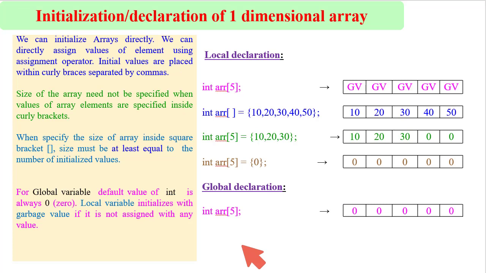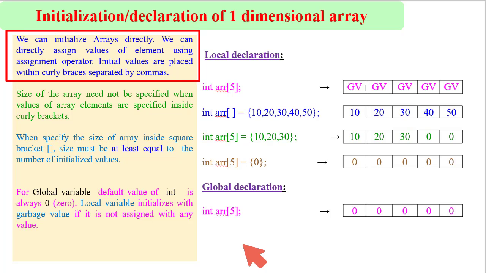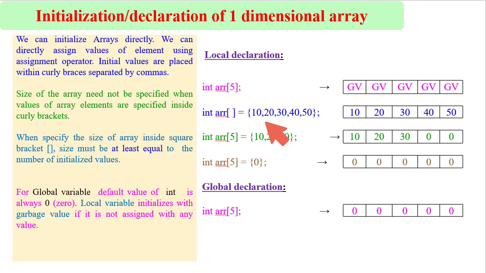What are the different ways an array can be initialized? We can initialize an array directly. We can directly assign values of elements using the assignment operator. Initial values are placed within curly braces, separated by commas. So in this example, say 10, 20, 30, 40, 50 are different elements or values which are separated by commas, and these values are inside these curly braces. This is the initial value of the array whose name is ARR.